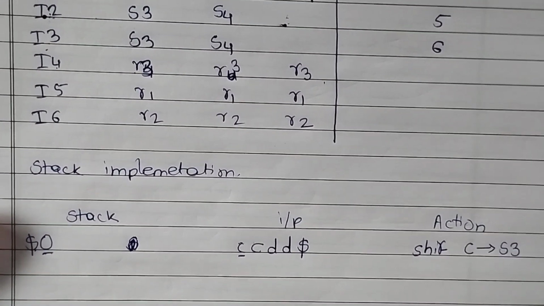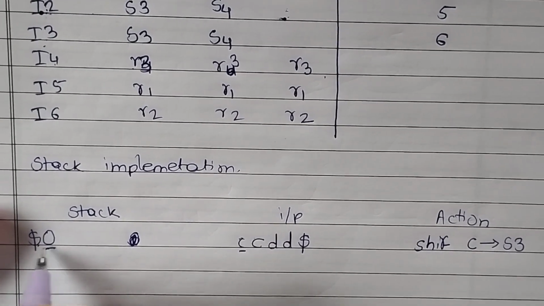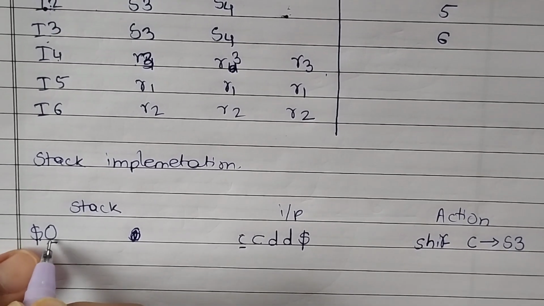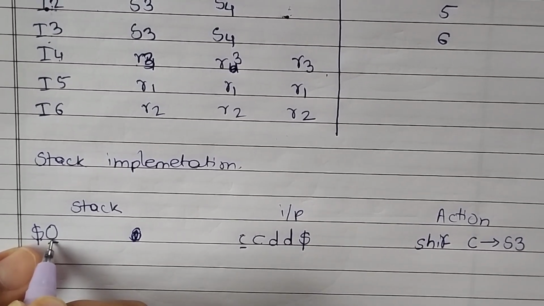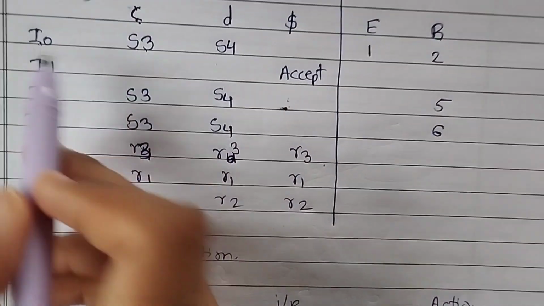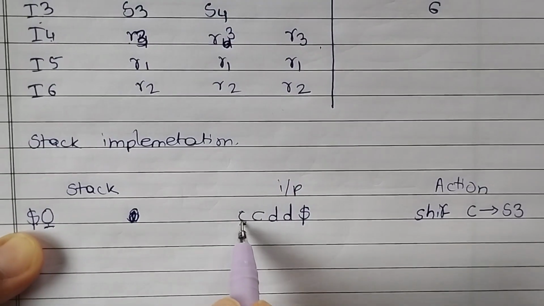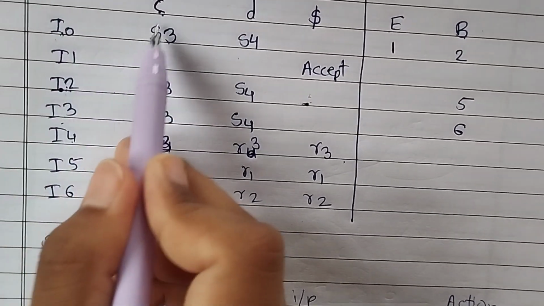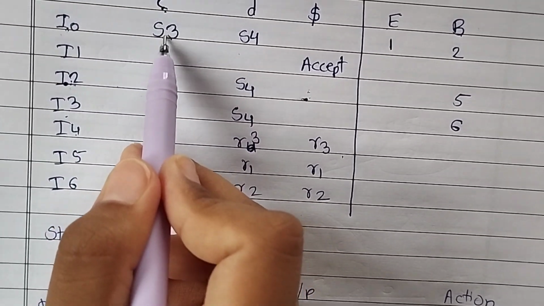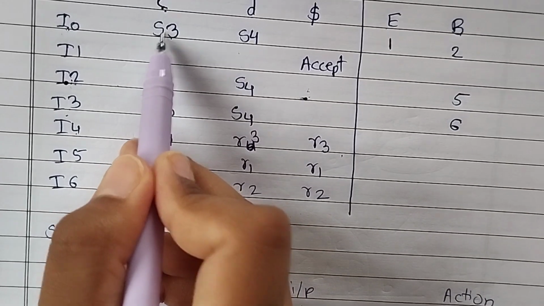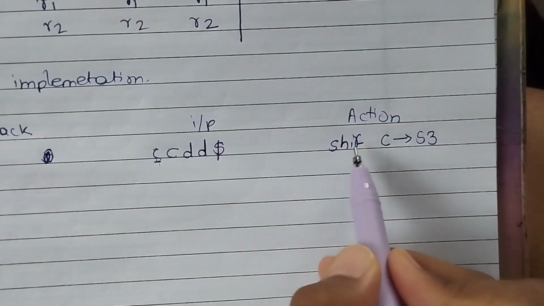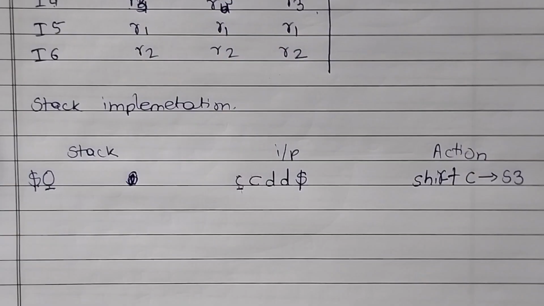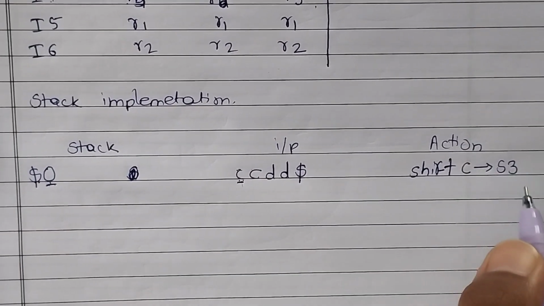I hope you all get the idea. First we consider dollar as the starting stack. We start from 0, and 0 is nothing but I0. We see I0 for the dollar symbol and opening bracket. So I0 opening bracket is S3, and S3 is nothing but the shift operator. Shift S3. So we read shift C, read S3. So now we write this S3.